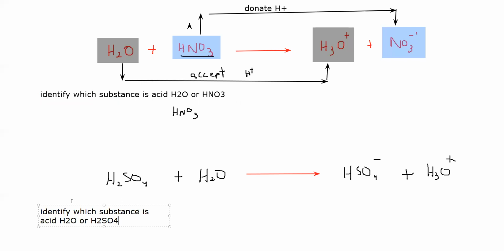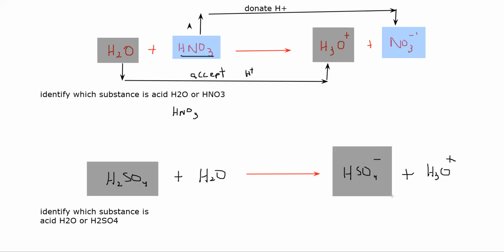How do you identify? You have to check: look, first it is H2SO4, then it becomes HSO4. So what happened to the proton number? The proton number decreases. So if the proton number decreases, we call that substance an acid because it donates a proton. So the simple definition of acids: acids are proton donors.